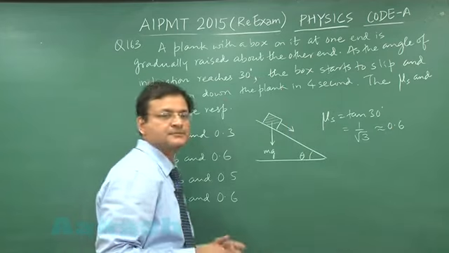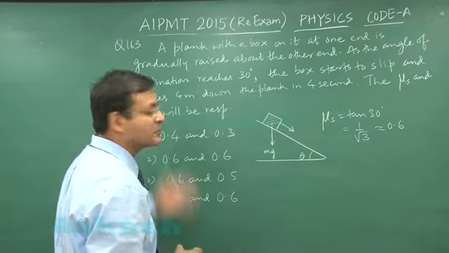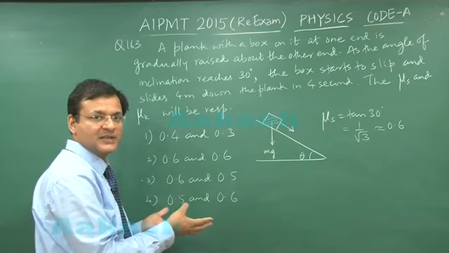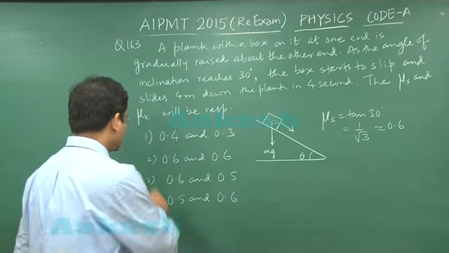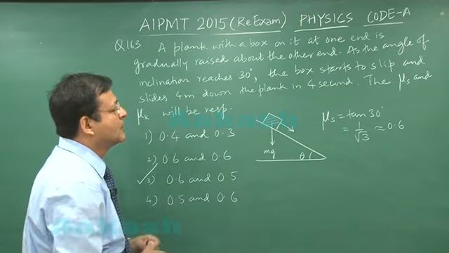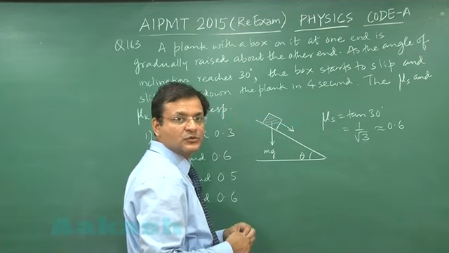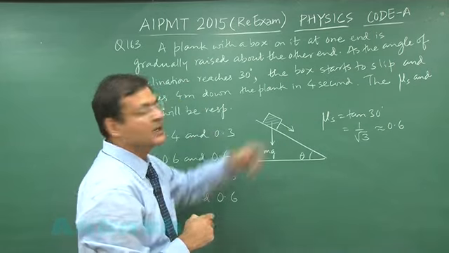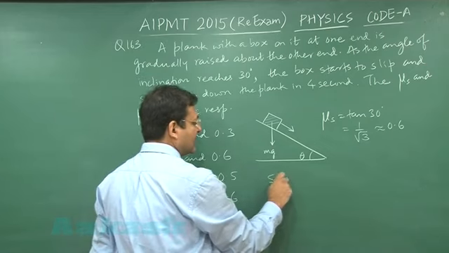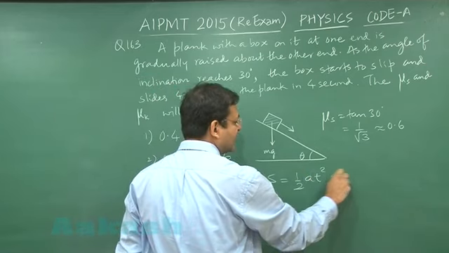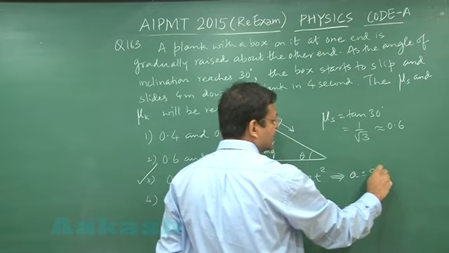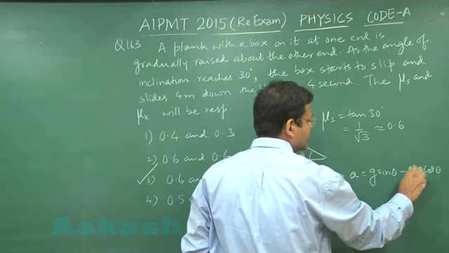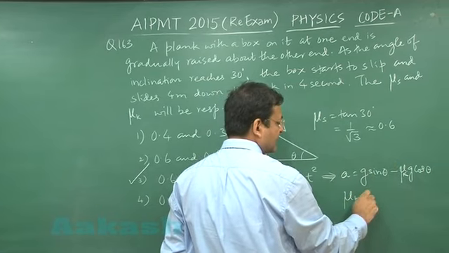Understand? 0.6. So if in the options mu s 0.6 is given in these two, but mu k has to be lesser than that. So only one choice is correct here. But if you go by the standard equation to solve it, they are also giving you the data that it is sliding down 4 meters in 4 seconds. So if you use S is equal to half A T square, you can calculate the value of A from this. And A is nothing but g sin theta minus mu g cos theta, and this mu will be mu K. So from here you can calculate mu K approximately 0.5.